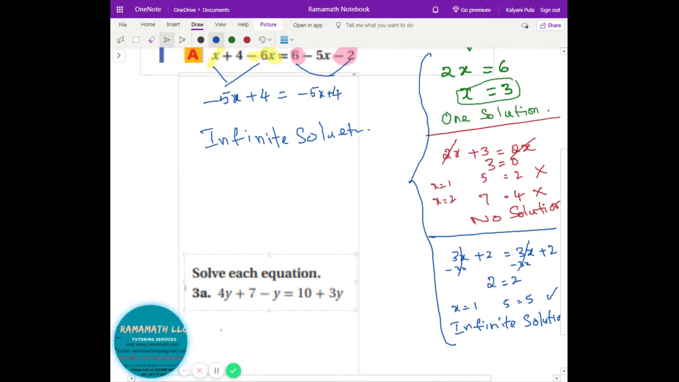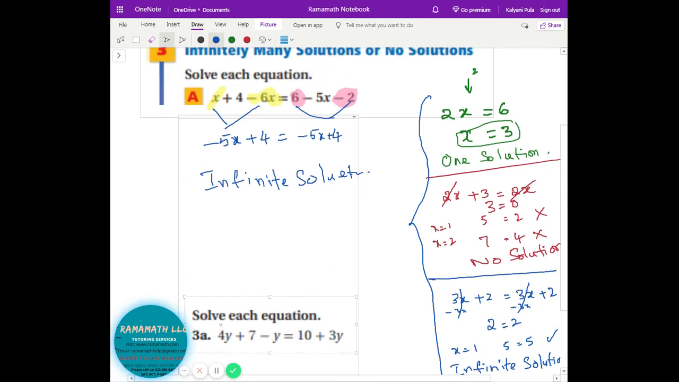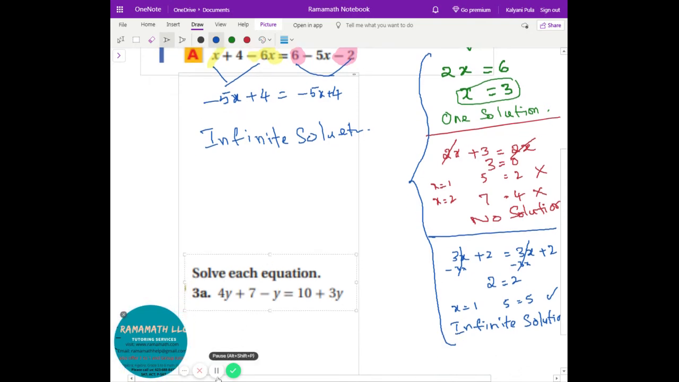Good work. Wait, if it was like 4x and 4, then it would be 1, right? Then it is different, yes. It has to be same letters and same numbers. That way you know it's infinite solutions. Okay, good. Let's try the next one.